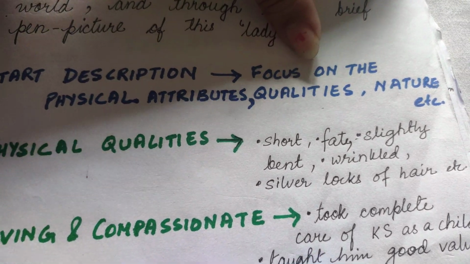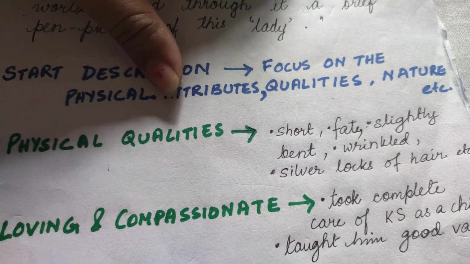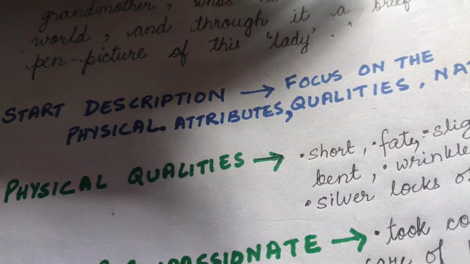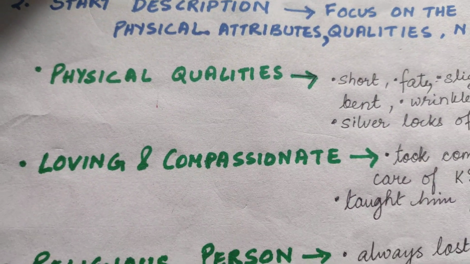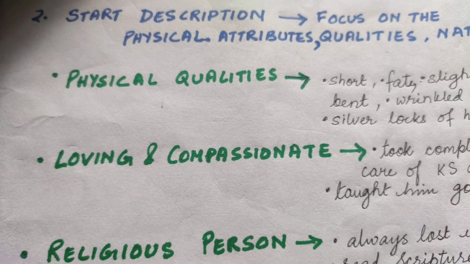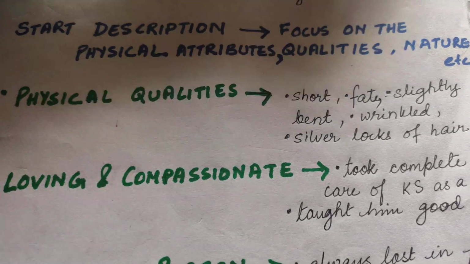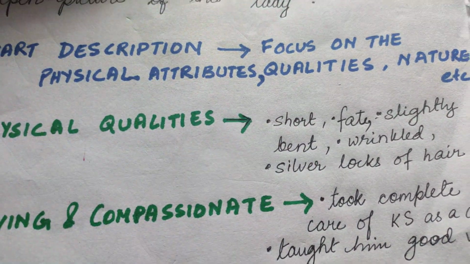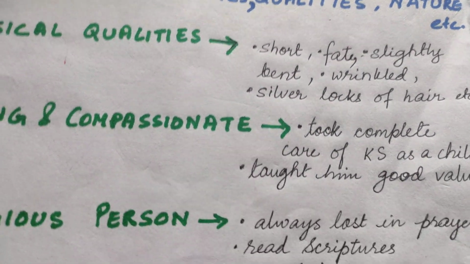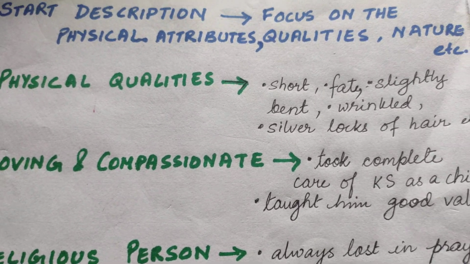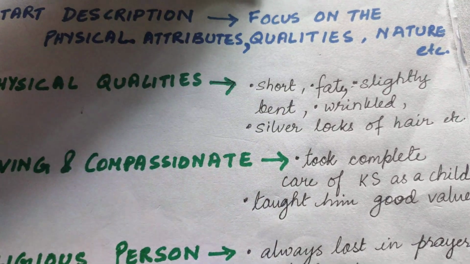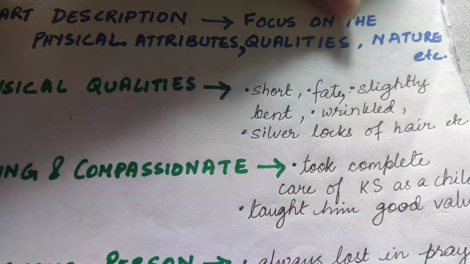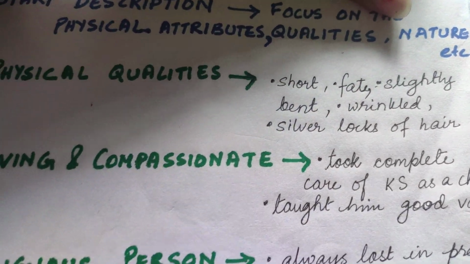What are the things that you should describe or focus on? You should focus on the physical attributes, which is the lesser quality. If I talk about the physical attributes, you have seen that the author's grandmother did not have very superior or positive qualities. She was very short, not tall. She was fat, not thin. She was slightly bent, not stout.